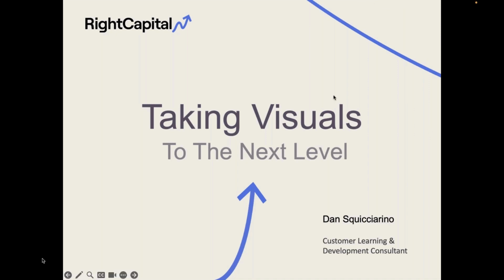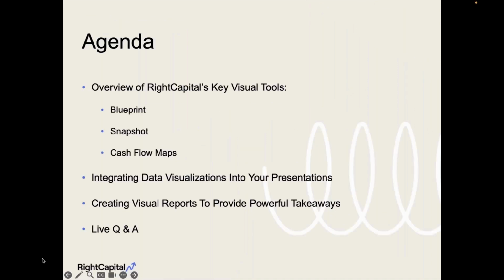So in today's presentation, we're going to be taking a look at the three premier data visuals in RightCapital, being the blueprint, the snapshot, and then the cash flow maps. As we're touching on each of those modules, I'll be talking about the ways that many of our advisors integrate these visuals into their presentations and how they effectively utilize them with clients. I am also going to be touching on reports as well and some of the ways that you can create very visual reports to help enhance client engagement and understanding.